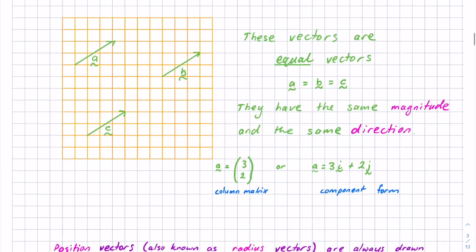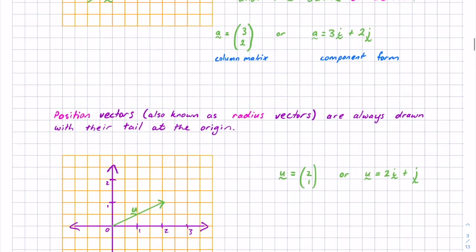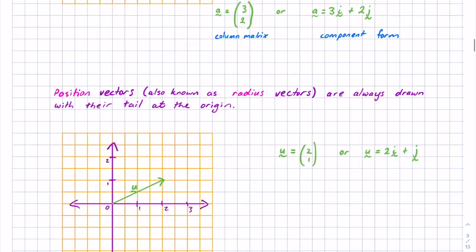Next, we're going to talk about position vectors, also known as radius vectors. They're always drawn with their tail at the origin, so they do need some axes. This one is 2 across 1 up. As a column matrix, we can write 2, 1 like that. It's very easy to accidentally put a vinculum in there that does not belong. In component form, we can write it as 2i plus j.